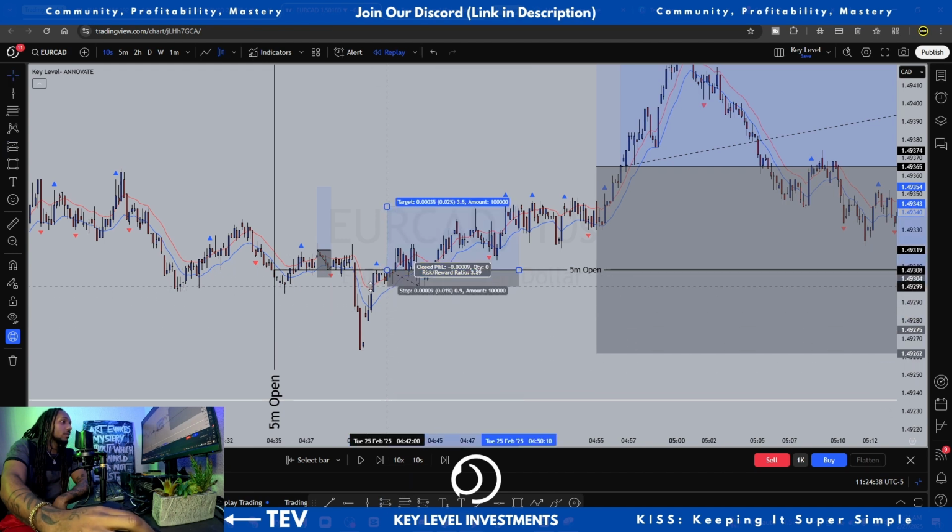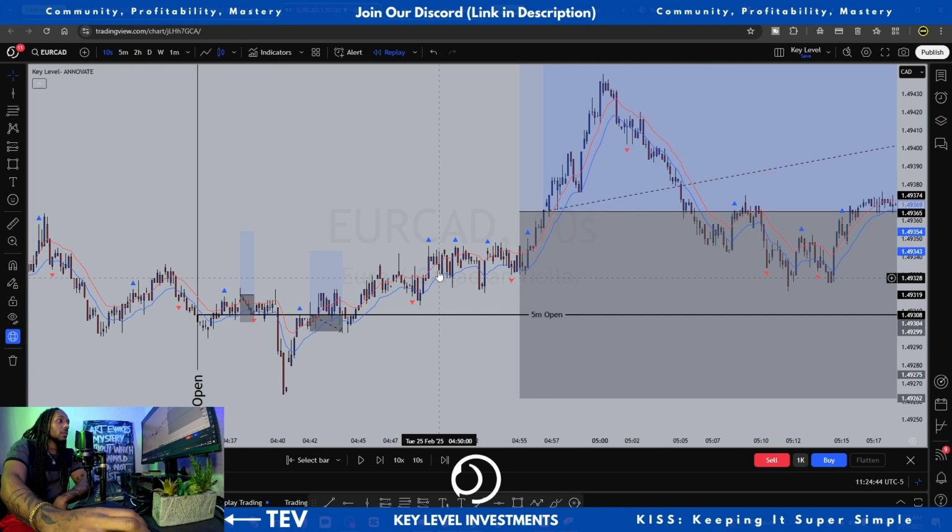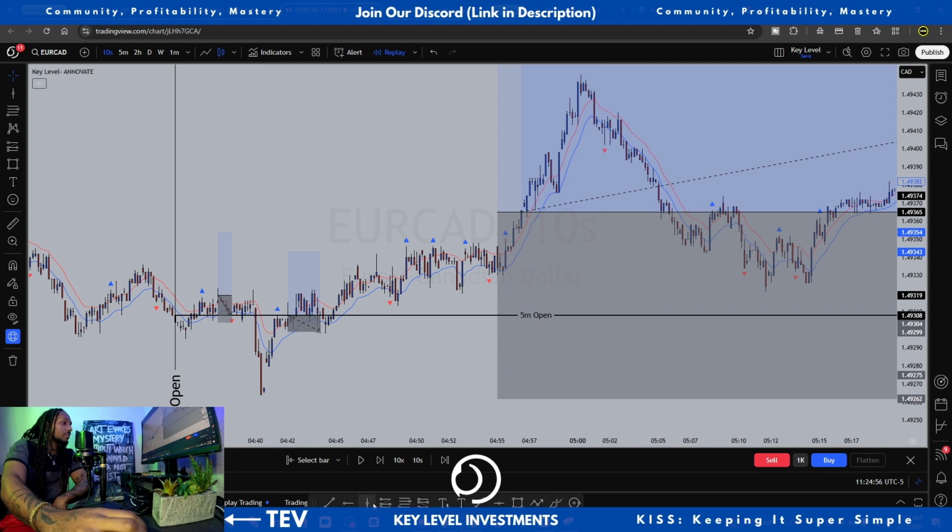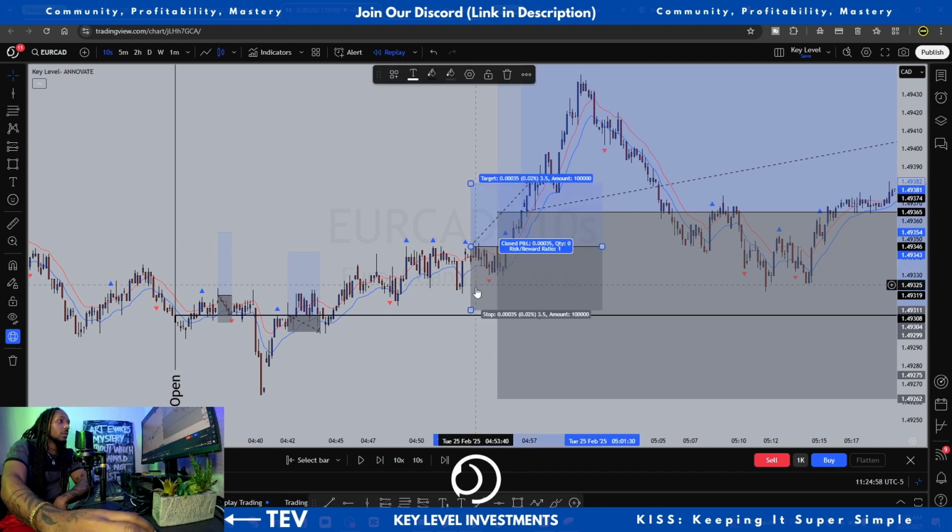Perfect. Like roughly right there. That would have been that. Perfect. That's a loss. This one doesn't present an opportunity. Not necessarily, because that's equal highs. This one doesn't present an opportunity. Closes. This one presents one. That would have been my third loss. So this would have been my third loss.